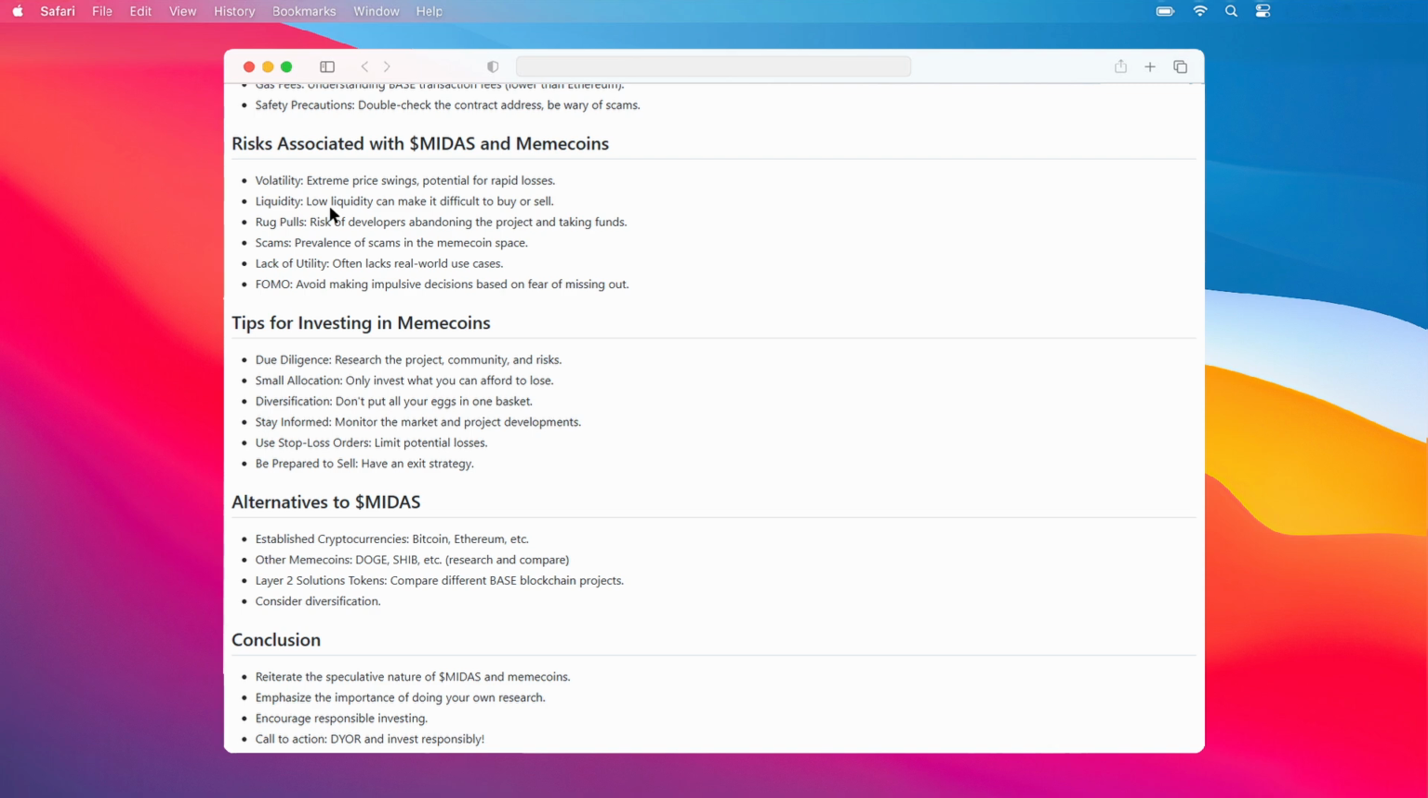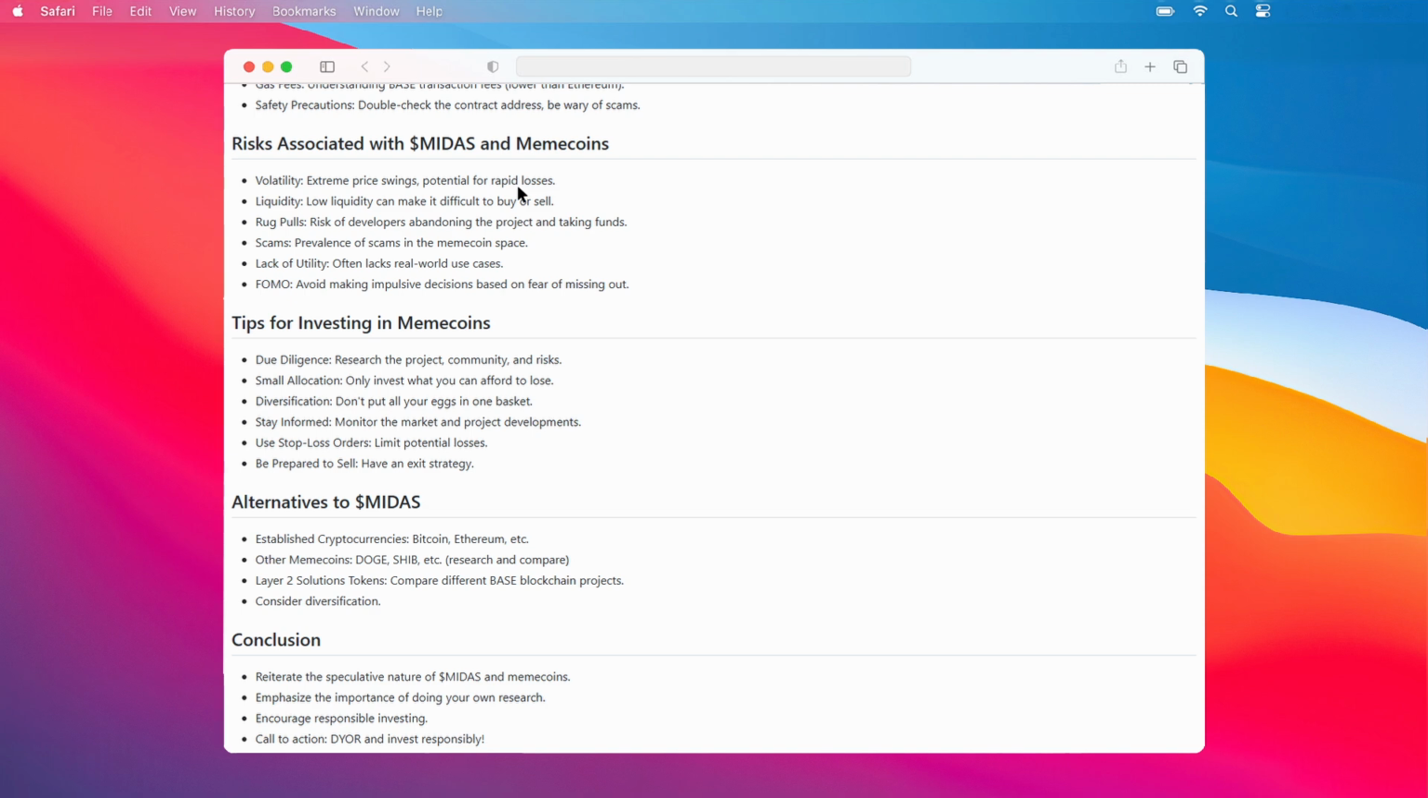To mitigate these risks, here are some helpful tips for investing in memecoins. Conduct thorough due diligence by researching the project, community, and inherent risks. Allocate only a small portion of your portfolio that you can afford to lose. Diversify your investments across different assets. Stay informed by monitoring market and project developments. Use stop-loss orders to limit potential losses, and develop an exit strategy, being prepared to sell when necessary.